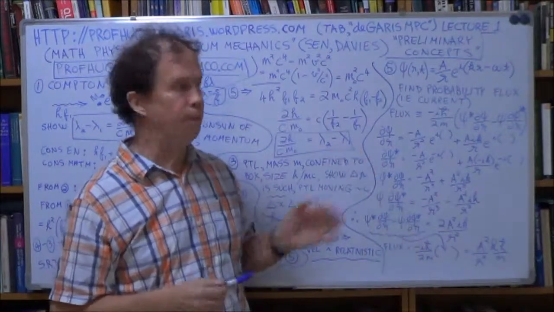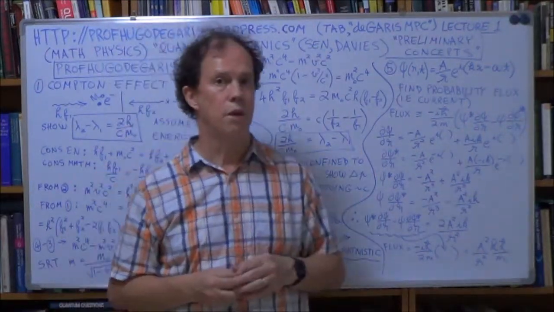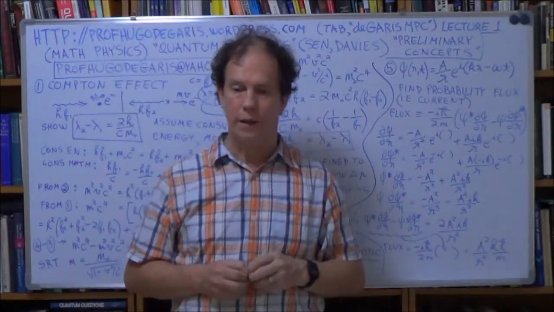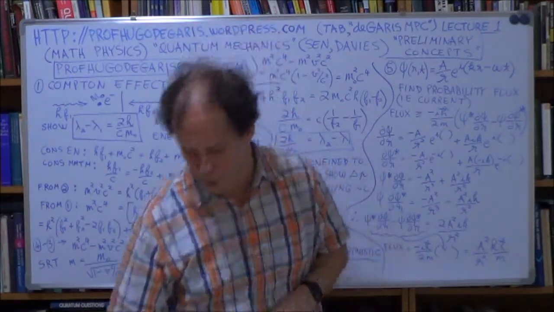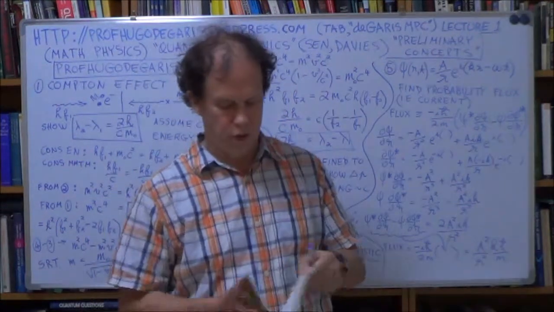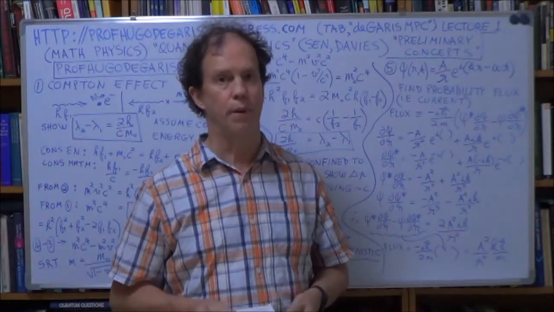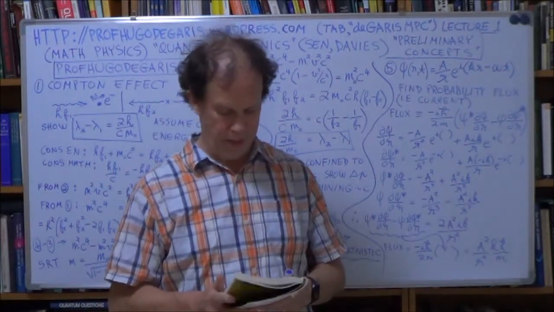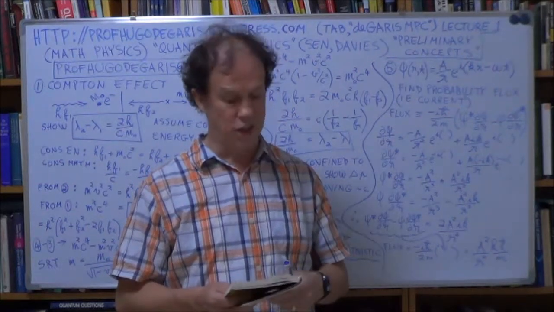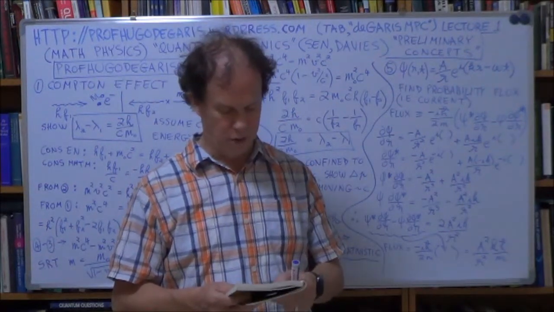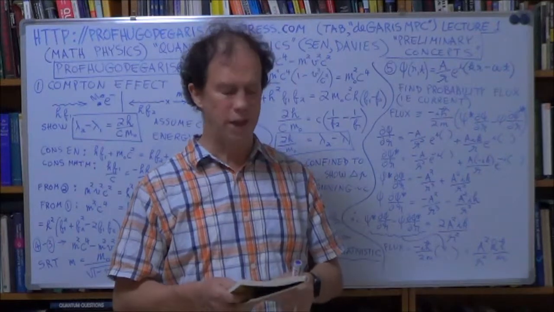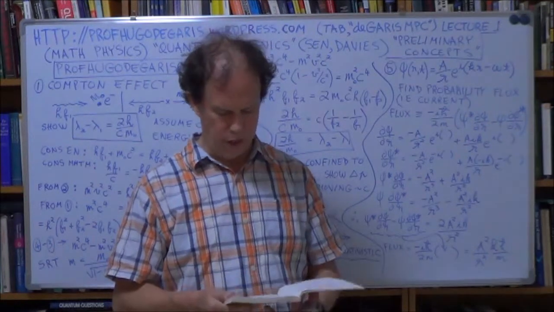Okay, so I'll stop there and see you for lecture 2, which is called, just a minute, oh, it's simply called Wave Mechanics Part 1. And the first section of lecture 2 is called Time Independent Schrödinger Equation.